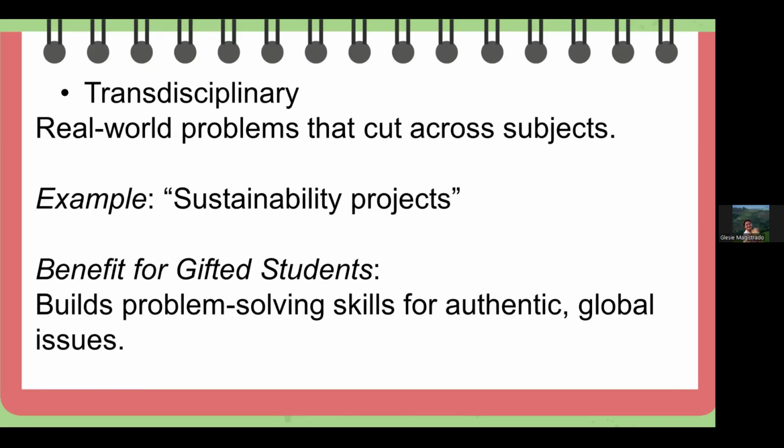Next, we have the transdisciplinary. It's about real-world problems that cut across subjects. For example, a sustainability project, integrating science, math, economics, and ethics. Students work in teams to design solutions like an eco-friendly school model, a recycling program, and so on. The benefit for gifted students is that it builds problem-solving skills for authentic and global issues.